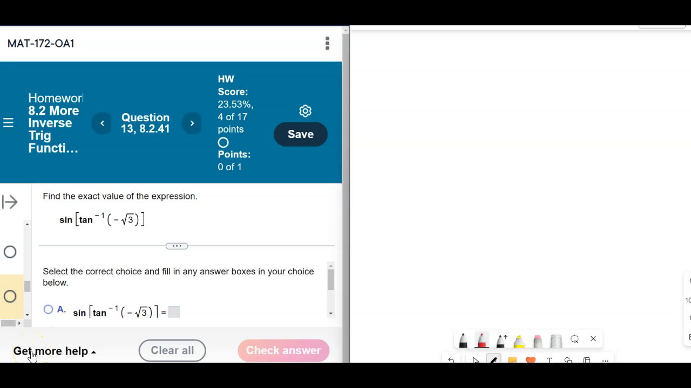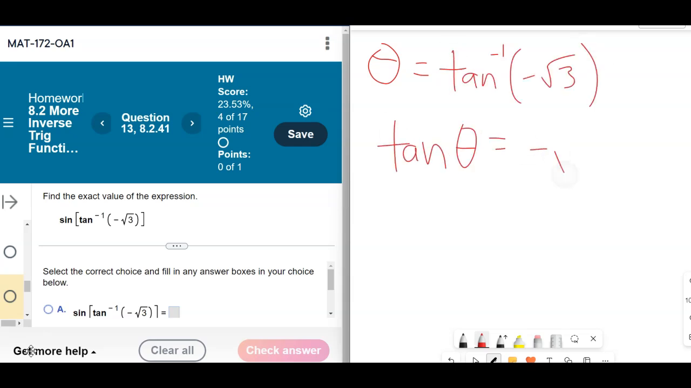Hey trig class, let's look at another one of these compositions of trig functions with different inverse trig functions. Once again, inverse trig functions are angles. So the angle is on the inside of the sine function, and that's the inverse tangent. That means that the tangent of the angle is the negative square root of 3. There's not a fraction there, but remember, I can always put anything over 1 and create a fraction.